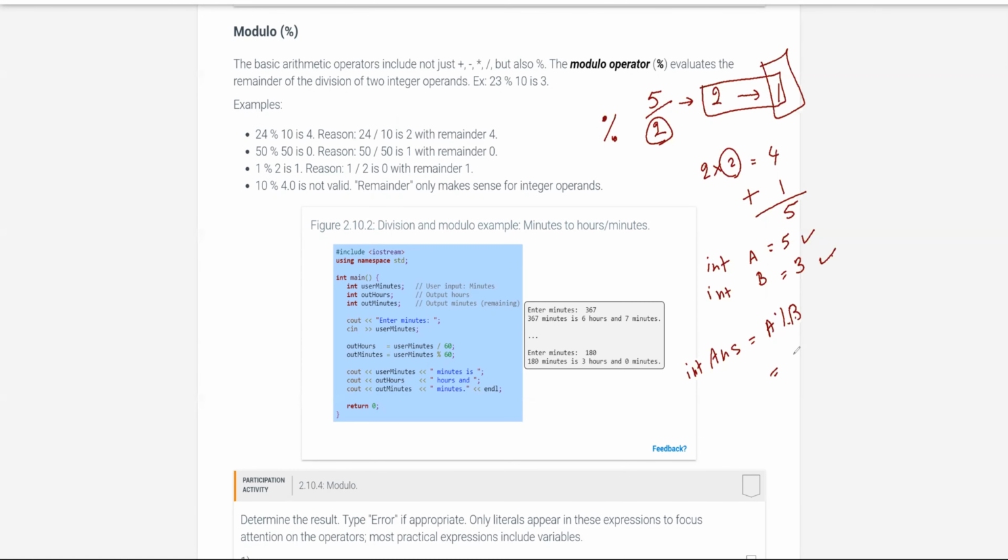So a modulus b. What is the value it gives you? A modulus b. What do you get? 2. Yeah. So if this is a program, it gives 2 as the answer. Okay. So this is very important. Okay. So let me give you a good example of this.